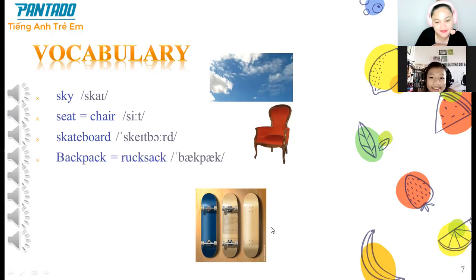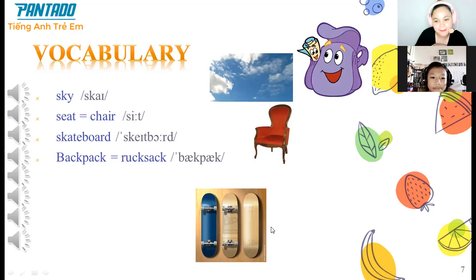Okay, next one is? Backpack. Backpack. Okay, so do you know whose backpack this is, Anna? Can you say it again? Do you know whose backpack this is in the picture? I don't know. This is the backpack of Dora. Do you know who Dora is? No. Oh, you don't know who Dora is?